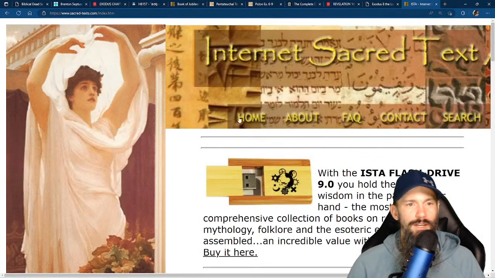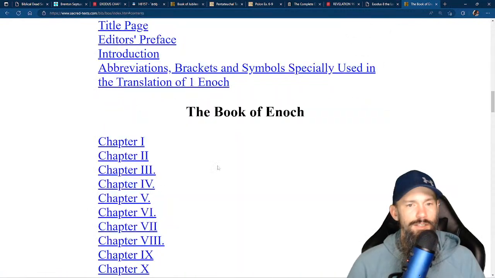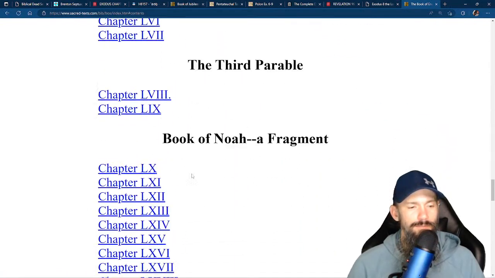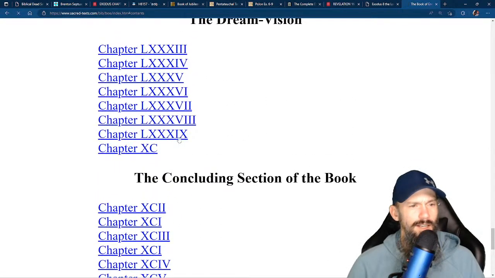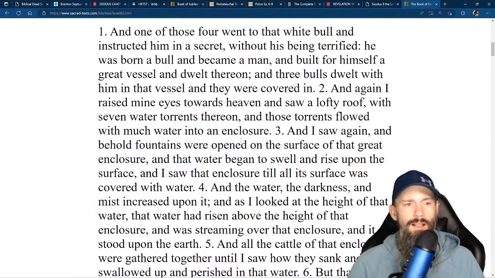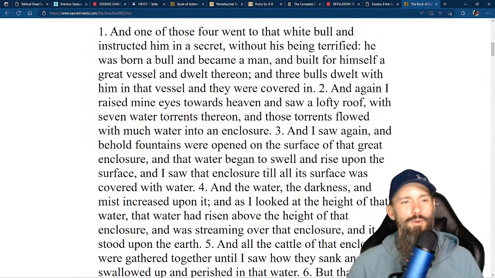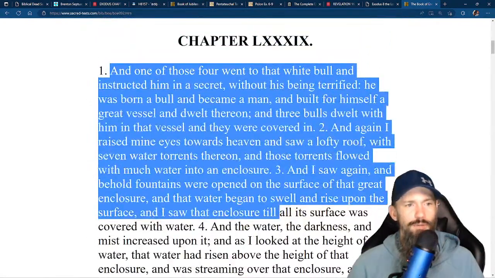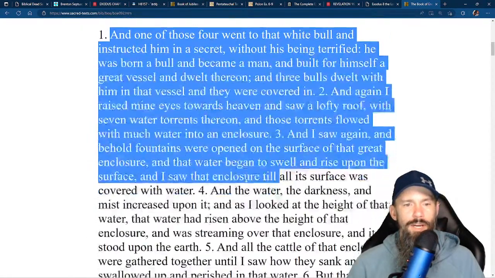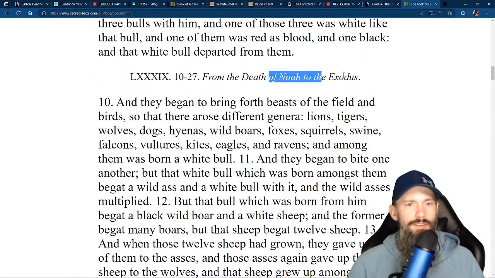So, go to Enoch. Nope, wrong one. Enoch, contents, 60. That's 89. Okay, this is the flood of Noah. The dream vision of Enoch that he had before he got married, or took his wife. The second vision he had. This is the animal dream vision. Chapter 89. That's Noah, and death of Noah to the Exodus.